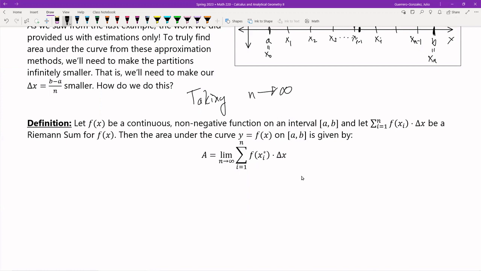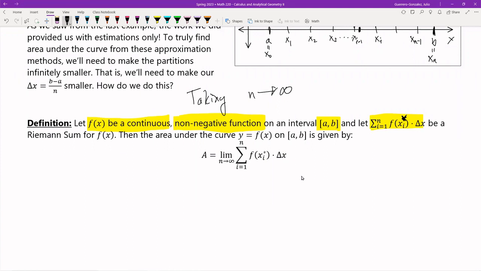This is going to be the last definition I'm going to do for the course for this section. Suppose that f of x is continuous and non-negative. We're going to get rid of this word eventually. Over an interval AB, and let this be the Riemann sum. I'm forgetting something, actually. It's supposed to have an x i star.